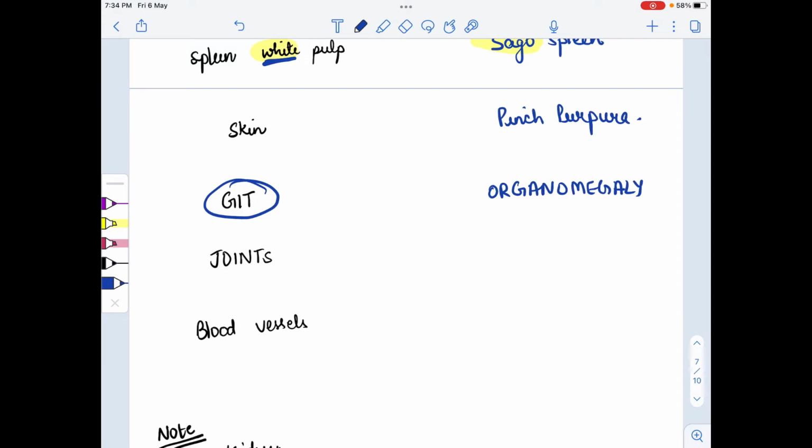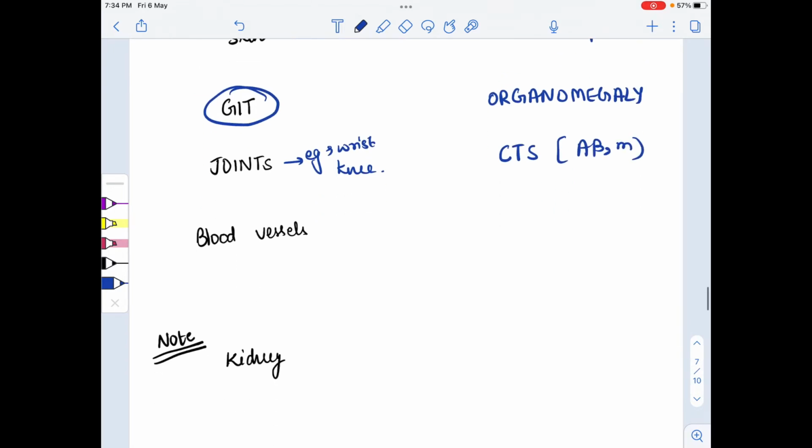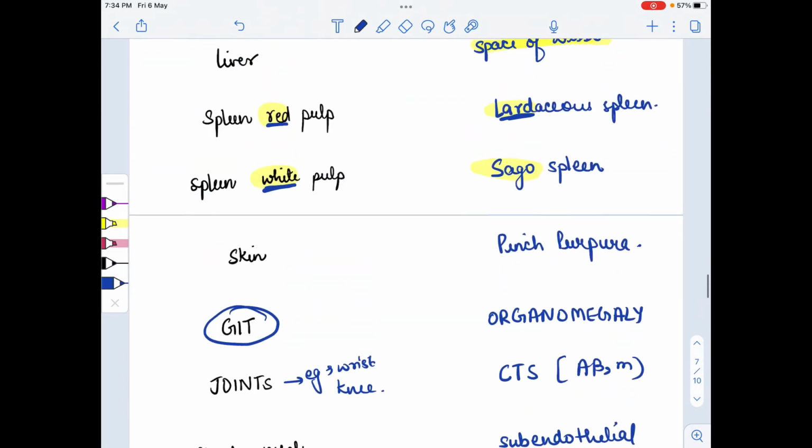While for the joints, as it is deposited in the joints, for example the wrist or knee joints, when it gets deposited in the wrist or knee, we have carpal tunnel syndrome, in which beta 2 microglobulin is deposited. While for the blood vessels, it gets deposited under the subendothelial cells. So these are the points where it is deposited.